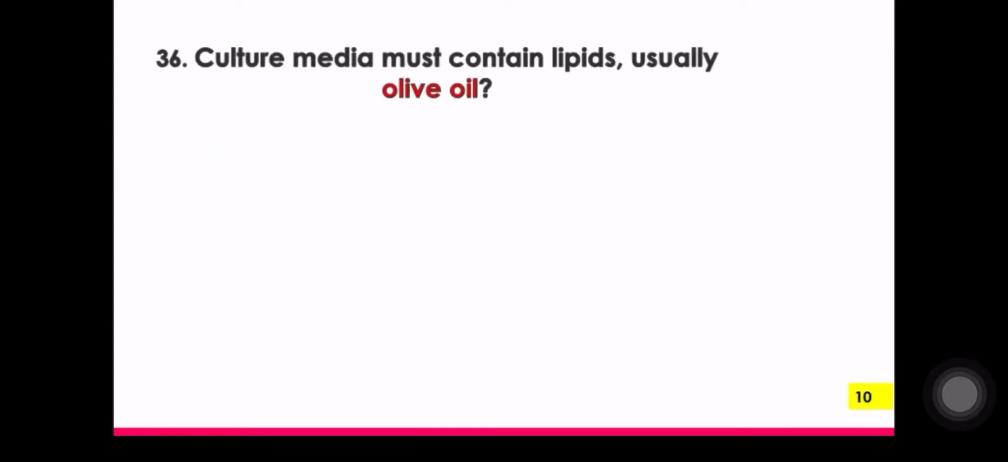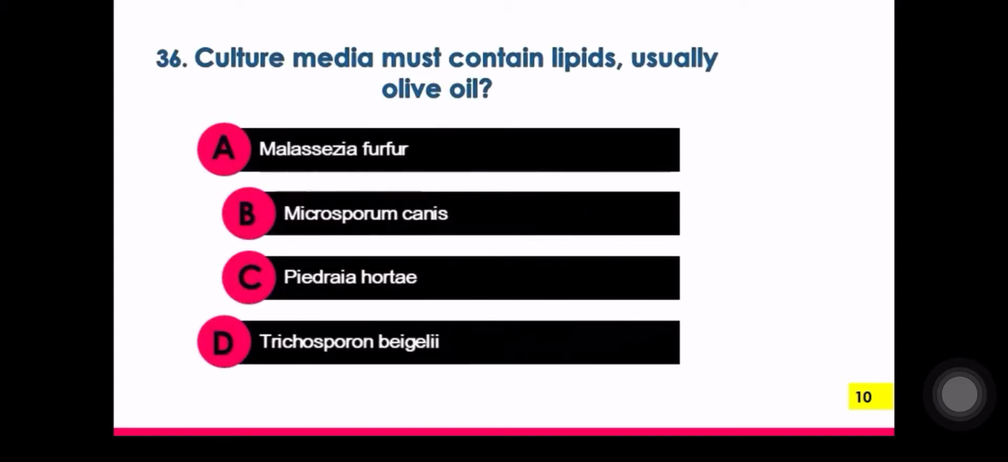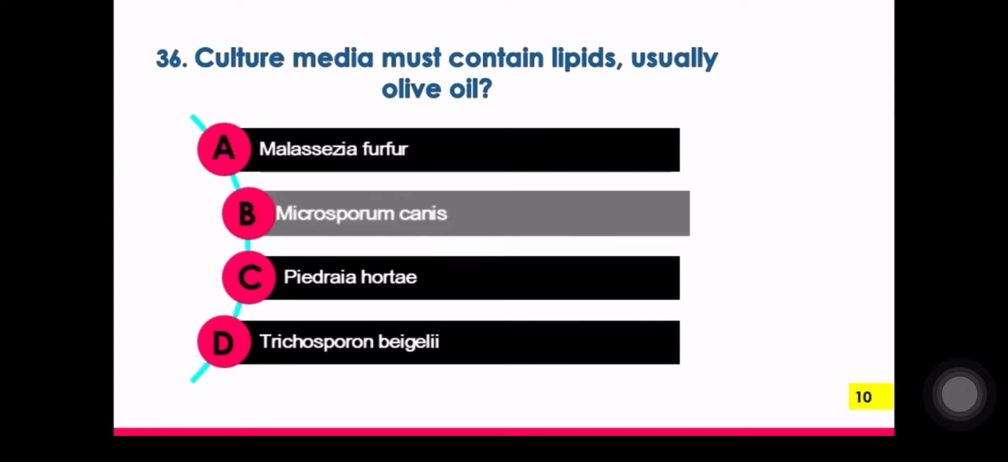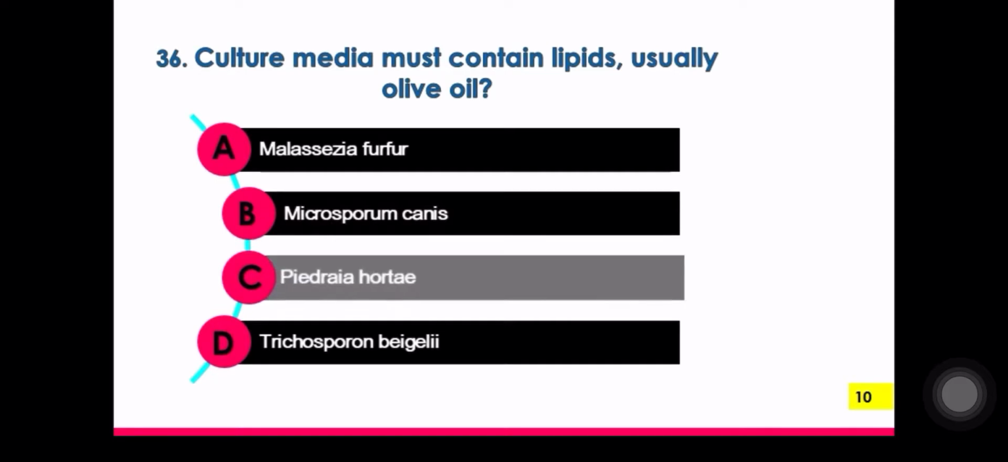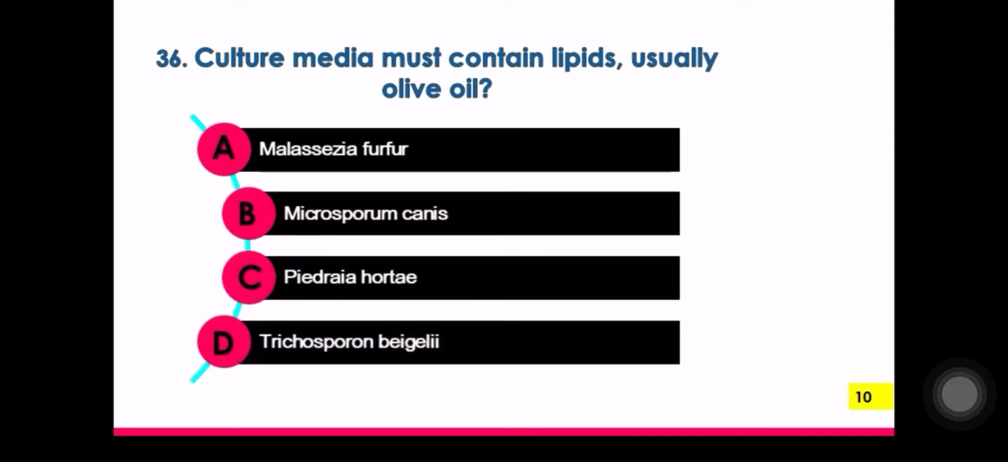Next, for number 36, culture media must contain lipids, usually olive oil. Which of these is the olive oil-loving fungi? Is it letter A. Malassezia furfur, B. Microsporum canis, C. Piedraia hortae, or D. Trichosporon beigelii? The olive oil-loving fungi is letter A, Malassezia furfur.